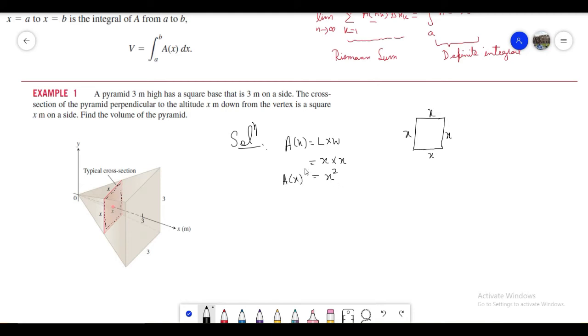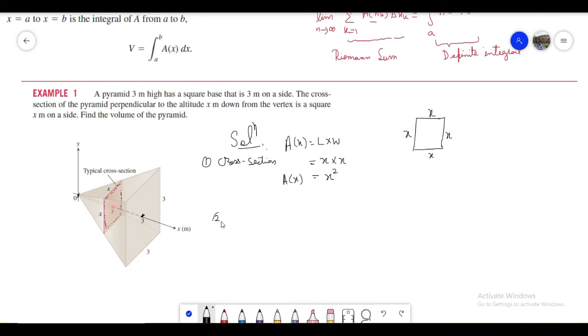Now the next step is to find the limits of integration. You see this pyramid is along the x-axis, which starts from 0 and ends at the point 3. So we can say that our lower limit is 0 and our upper limit is 3.